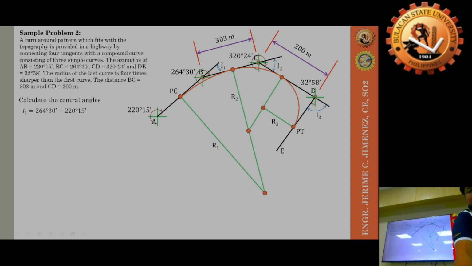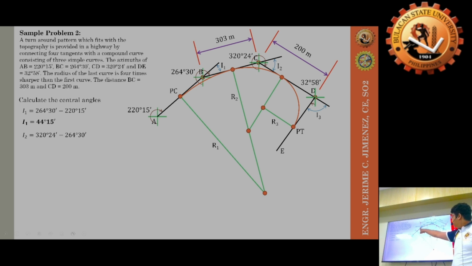Okay, that is 44 degrees, 15 minutes. So I sub 2 is 320 degrees, 24 minutes, minus 264 degrees, 30 minutes. So what is I sub 2? Okay. So that is 55 degrees, 54 minutes.